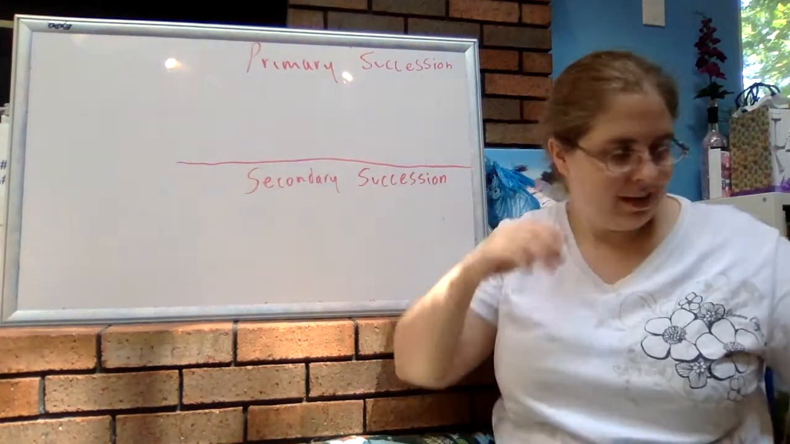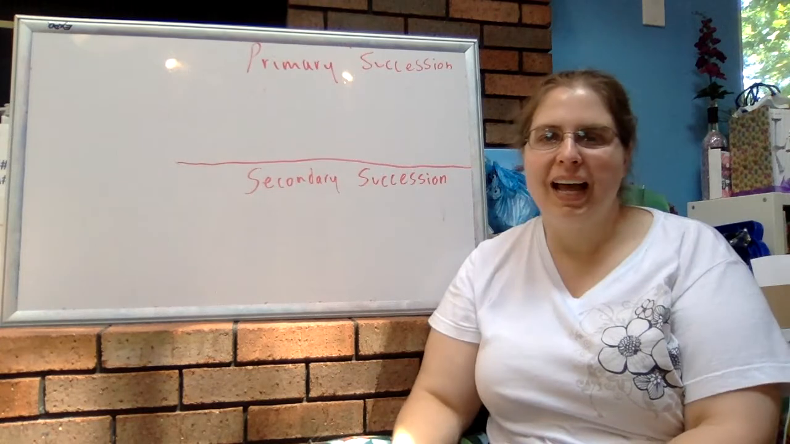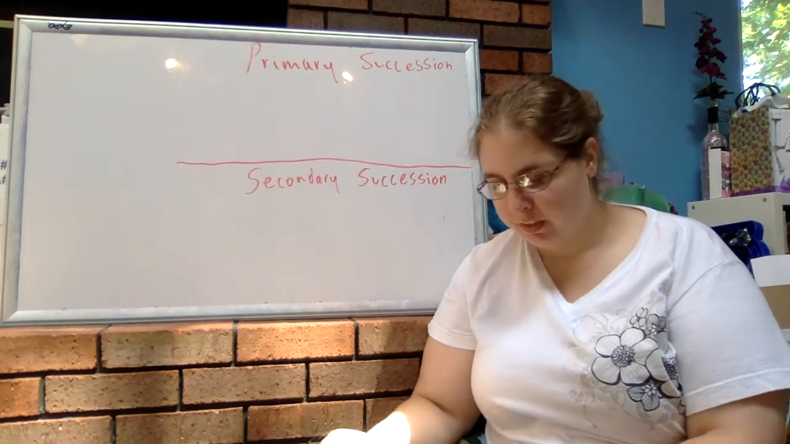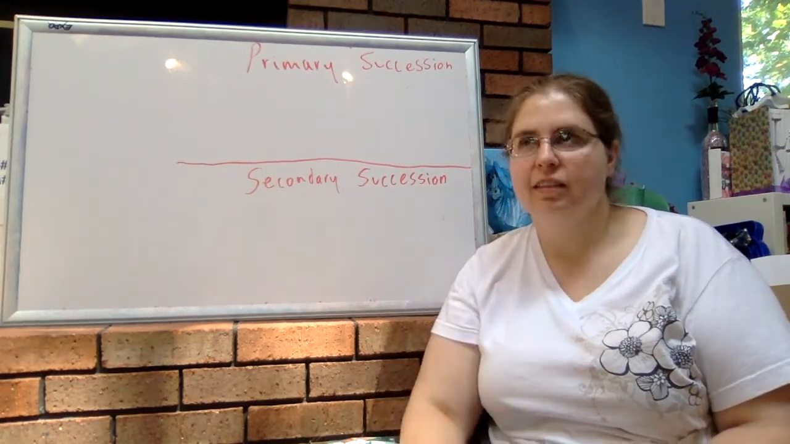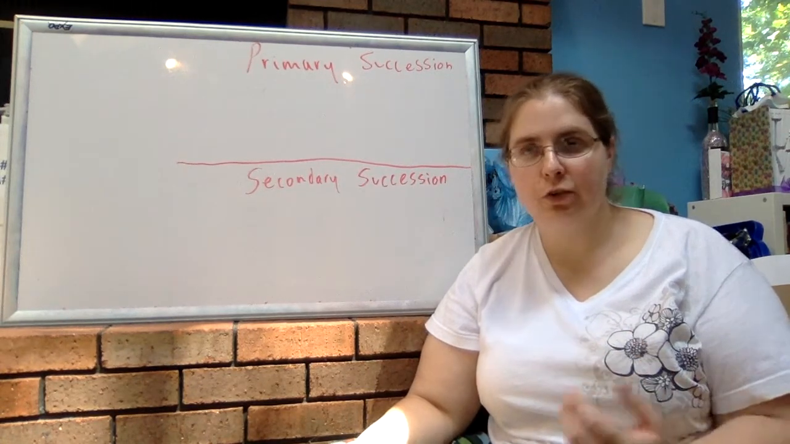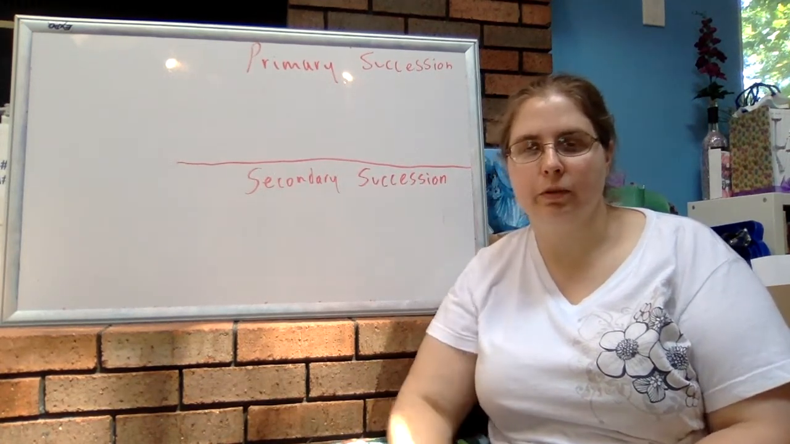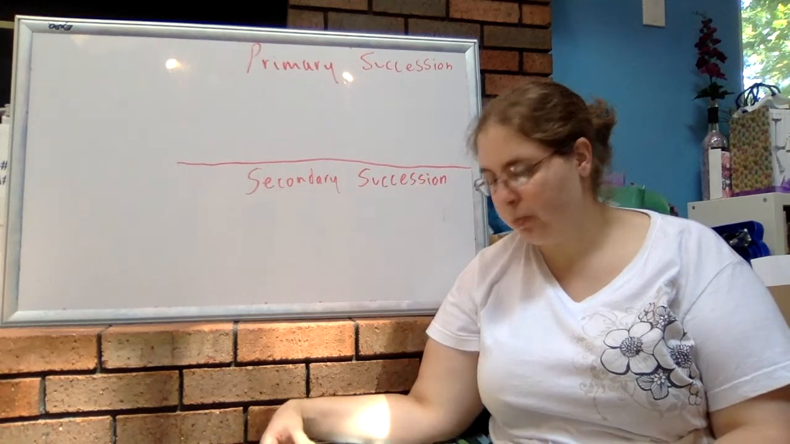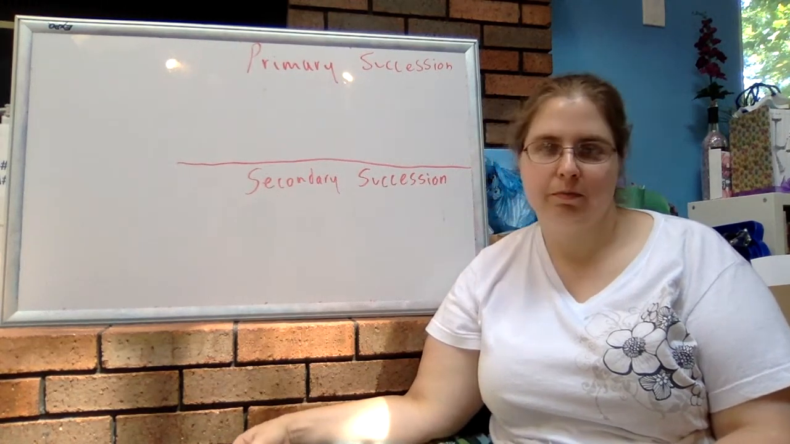Pajamas. Alright, you guys, today we're going to talk about ecological succession. Now, as we've been discussing, disturbances occur in ecosystems, and they can be natural disturbances or man-made disturbances. The point is, disturbances occur.